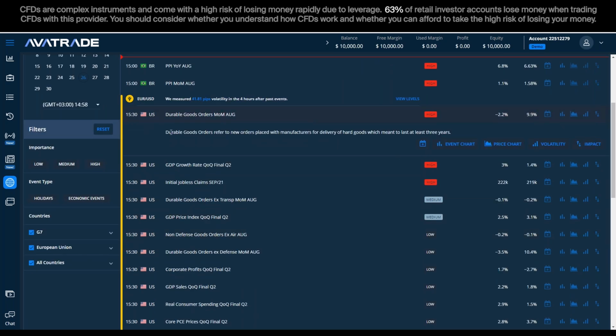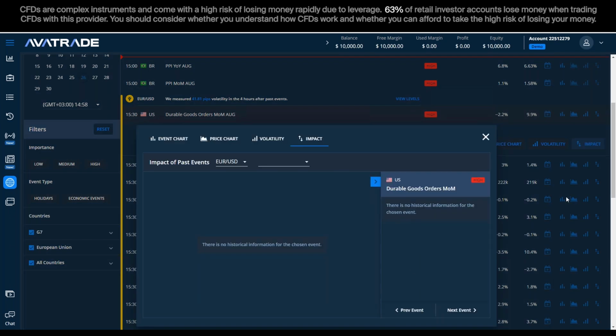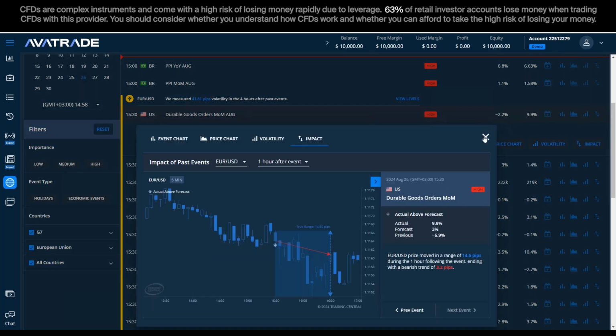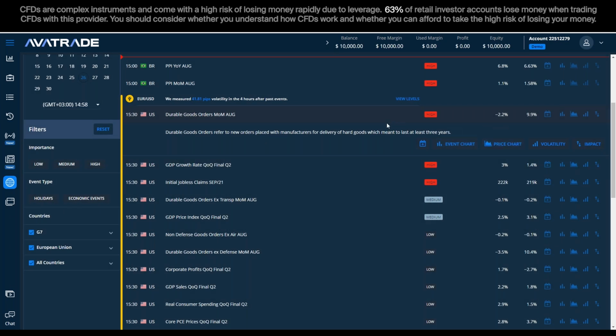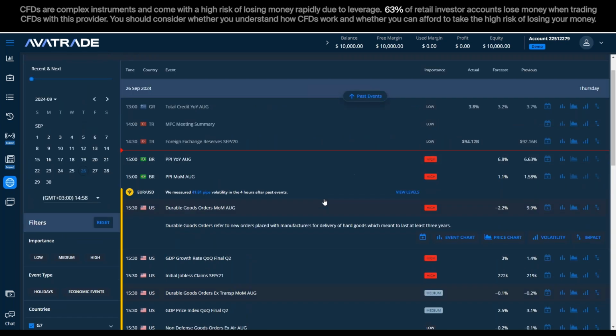Okay, you can also click on it. Click on it as an example, and then it's showing you here durable goods orders, which refer to new orders placed with manufacturers for delivery of hard goods, meaning goods that last at least 3 years. Okay, and then this is a US flag, so obviously this is a US economy related report. And if I go here to impact, it can hint to me what the impact can be. Unfortunately, we don't have time for that. We are already done, but I'm just expanding on it for you guys to know how to maneuver with it.